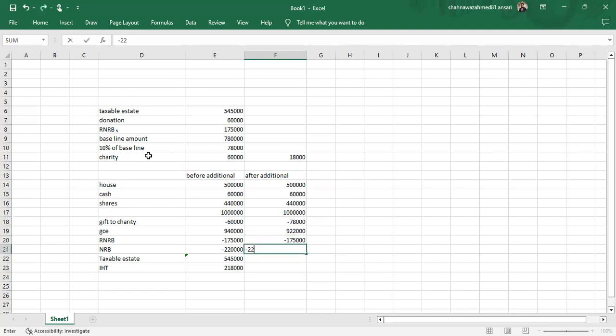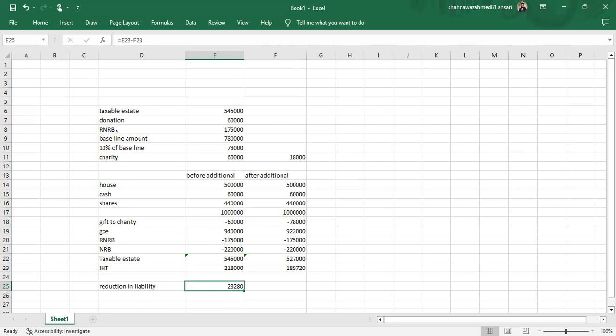No effect. The NRB will also remain the same, no effect. And now we have the taxable estate, 5,27,000. Let's calculate 36%. Now I can put 36%, that is 0.36. So this is 189,720. As a result, the reduction in liability is going to be this minus this, which is 28,280. So this is the requirement.